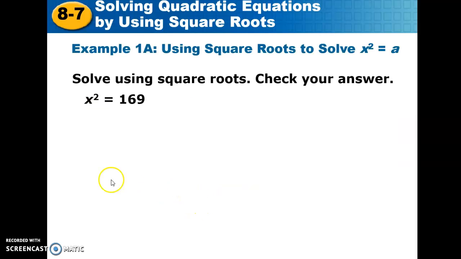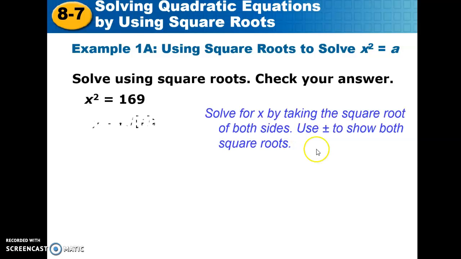Let's take a look at an example. We have x squared equals 169, and we want to solve using square roots. That's the best method here. We could set this equal to 0 and then factor, but we don't need to because 169 is a perfect square. So we take the square root of both sides, and the square root of 169 is 13. If you want to use calculators, I'm totally fine with that. So our answer to this problem is x equals plus or minus 13.